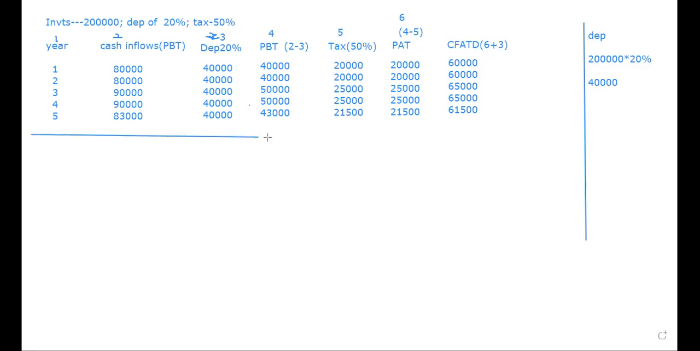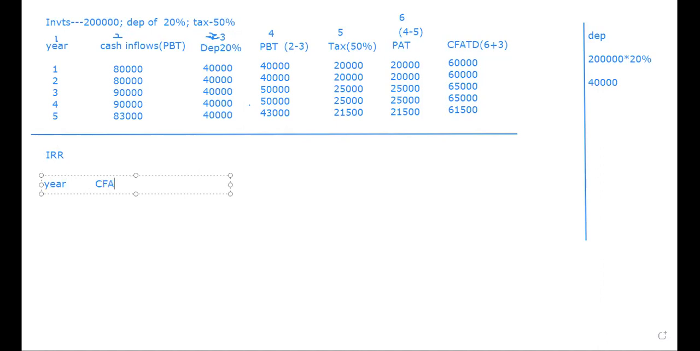So our basic step is completed. Now this one I'm keeping aside. Now I'll start as we are doing an IRR. For IRR, I have already told you that one we need a negative and one we need a positive. So here as usual I'll start here. Then I'm going to go with CFATD.